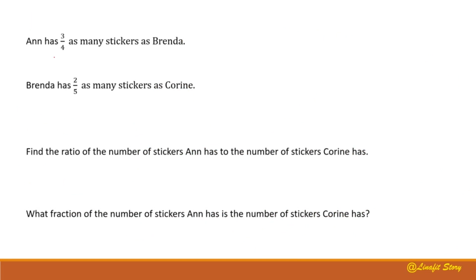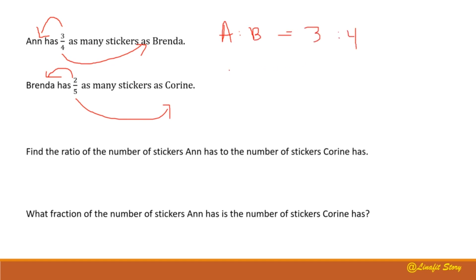Anne has 3 out of 4 as many stickers as Brenda, while Brenda has 2 out of 5 as many stickers as Corinne. So this means 3 units for Anne, and then 4 units for Brenda, and then 2 units for Brenda, and then 5 units for Corinne. So Anne to Brenda equals 3 to 4, while Brenda to Corinne equals 2 to 5.